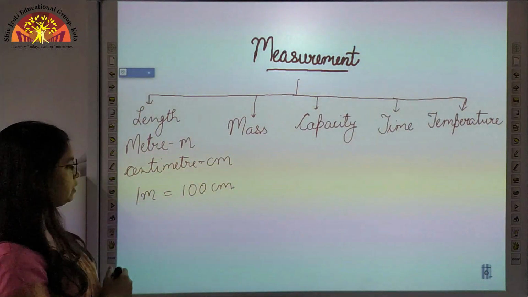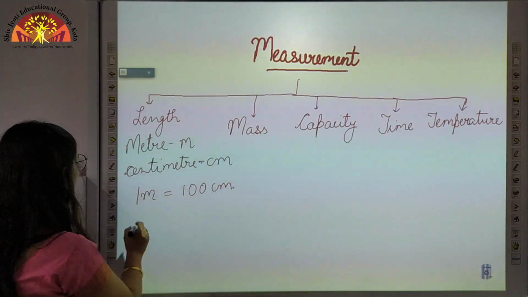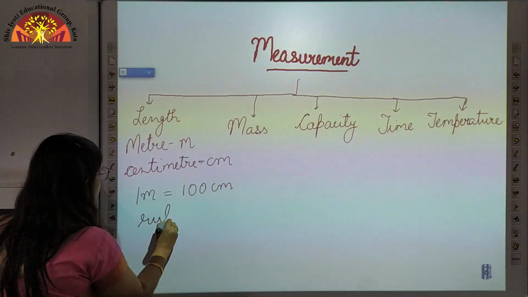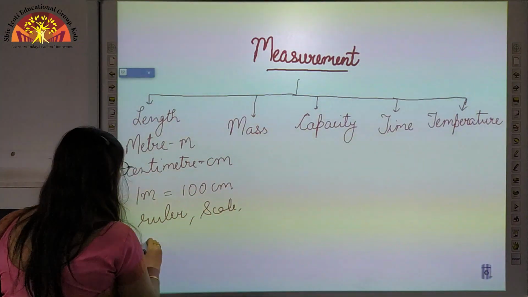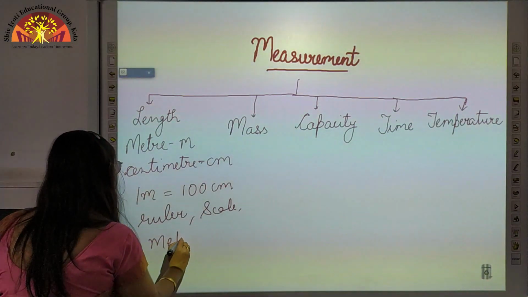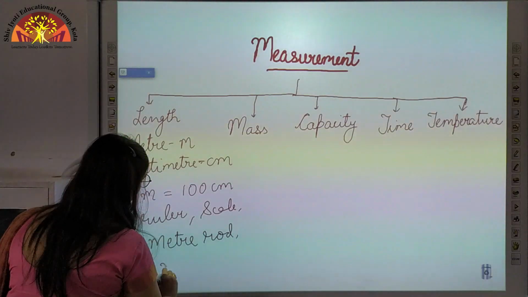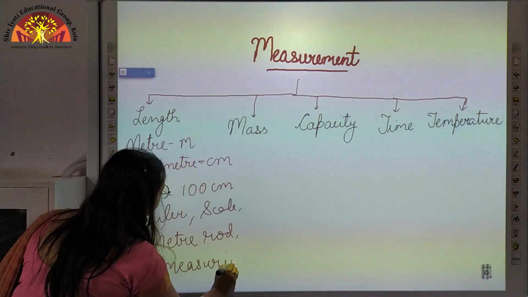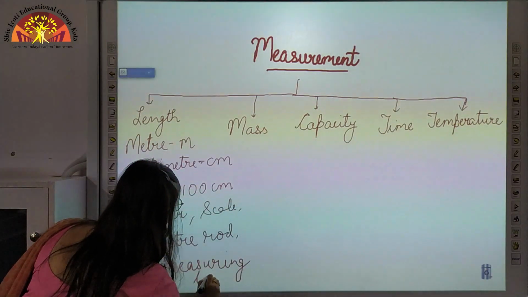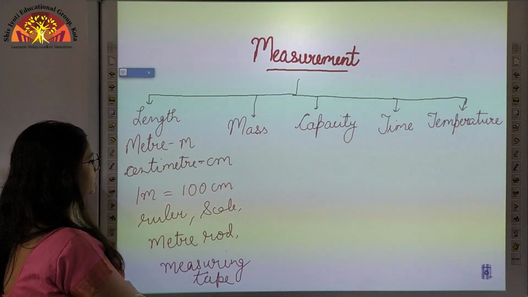Now, children, for measuring the length of objects, the various equipment which are used can be ruler, scale, meter rod, measuring tape. So here it is a measuring tape. So these are some of the things.